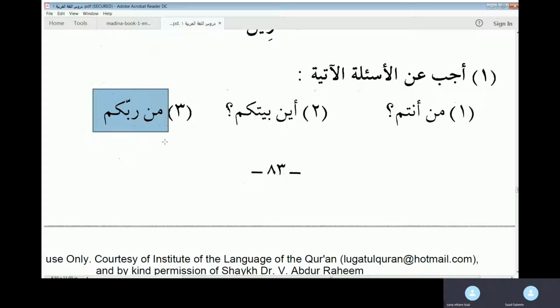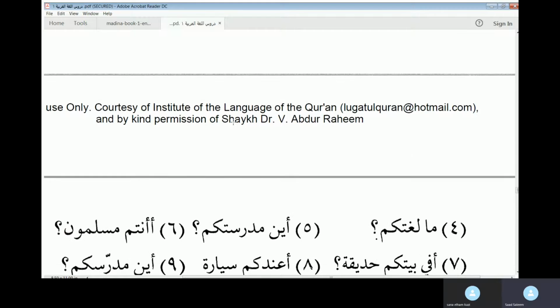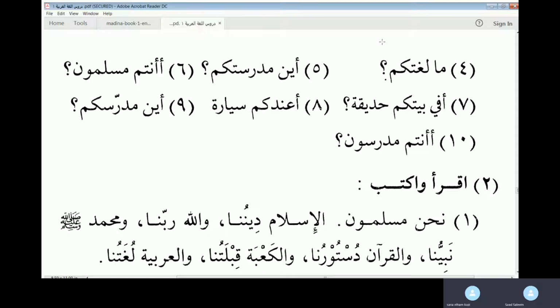Man rabbukum? Who's your Lord? Rabbuna Allah. Our Lord is Allah subhanahu wa ta'ala. And there's another thing. These questions are for masculine only. Antum is for masculine only. Kum is for masculine only. Okay? So here, our Lord is Allah, so it's mudaf mudaf ilayh.